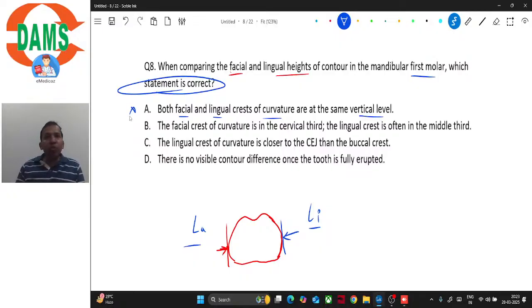Which of these two do you think is more occlusal and which is more cervical? The facial crest of curvature is in the cervical third, whereas the lingual crest is often in the middle third. The lingual crest of curvature is closer to CEJ than the buccal crest. So according to option C, the lingual crest is lower as compared to the labial crest.